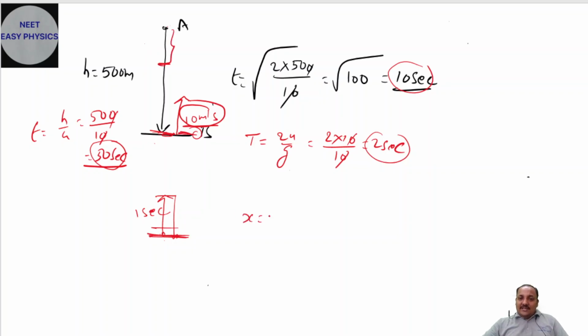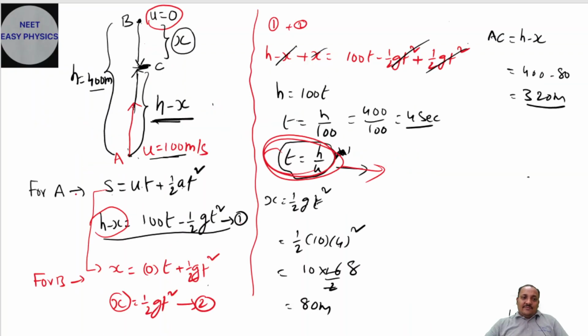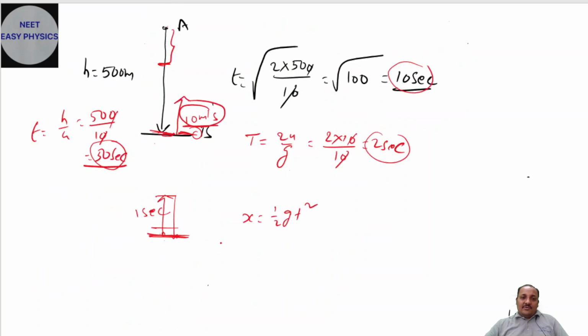So, x is equal to half g t square. So this is the formula we are using. x is equal to half g t square, because this is for the dropped object. So after 2 seconds, where is that object? Half of 10 into 2 square.